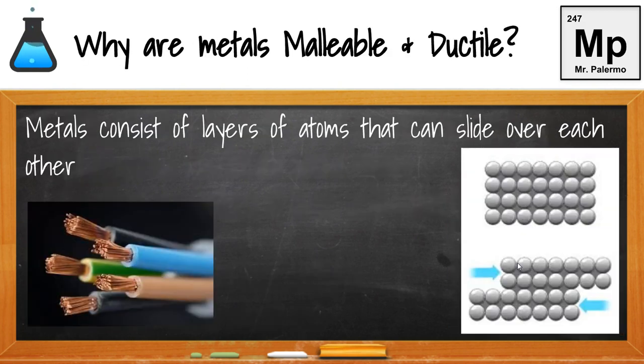So why are metals malleable and ductile? Why, when we hit them, they don't break and they actually just bend, or we can pull them into wire? Well, metals consist of layers of atoms that can slide over each other. So here is a metal. These are the metal atoms, and you can see that they're sliding past each other, and they still keep their connection and that's what allows them to still be together, but just be pulled into a wire, as in the picture here, or hammered flat into sheets.